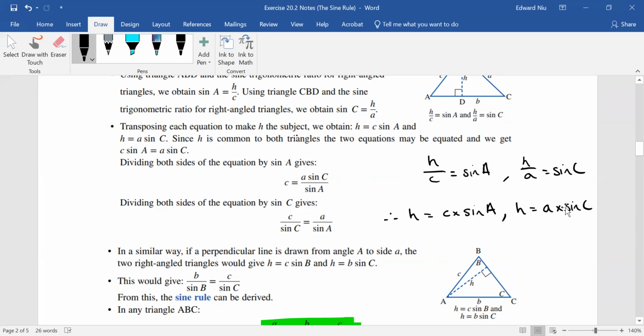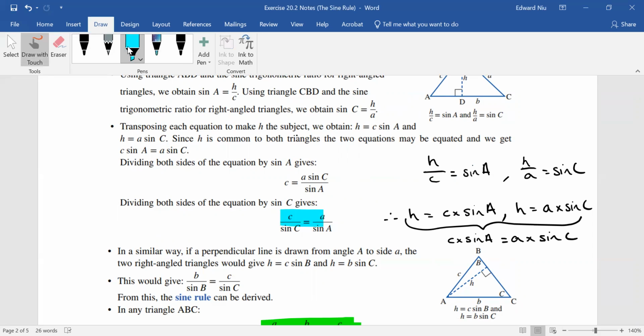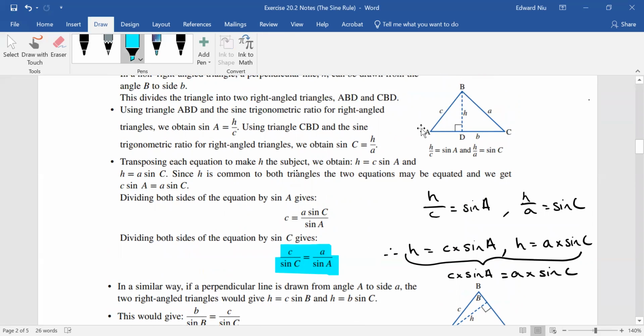So what does that mean? Essentially, these two things are the same. So we can say C times sine A equals A times sine C. And using some rearranging of this, we get ourselves this formula. Now, if you didn't get that, that's cool. This is just rearranging linear equations. But hopefully you understand this part. This is what we've been doing the last couple of weeks. Okay, so this is just trig.